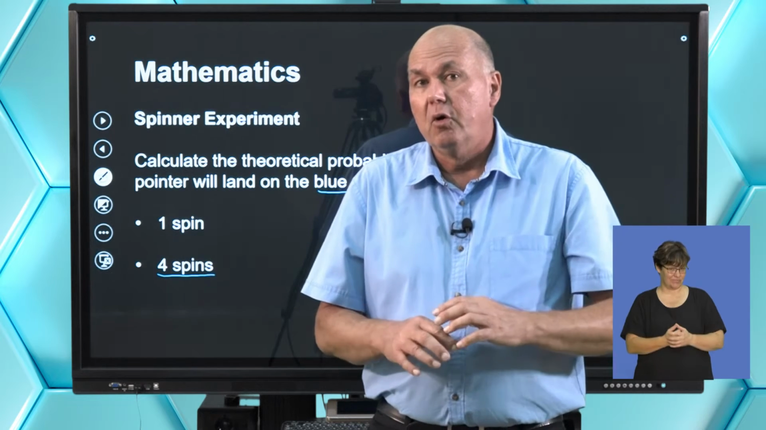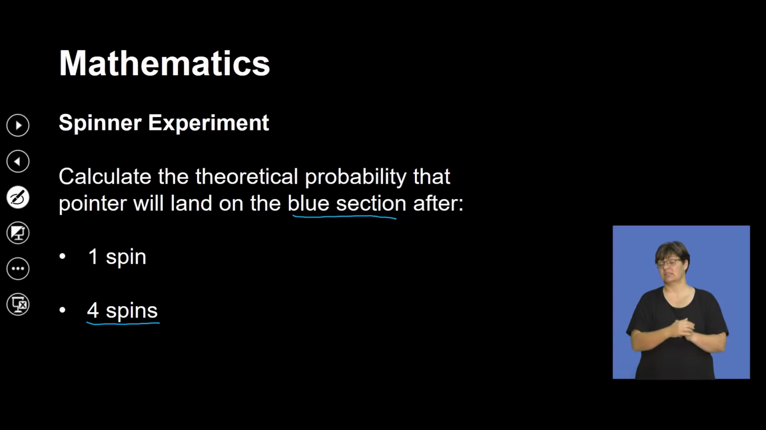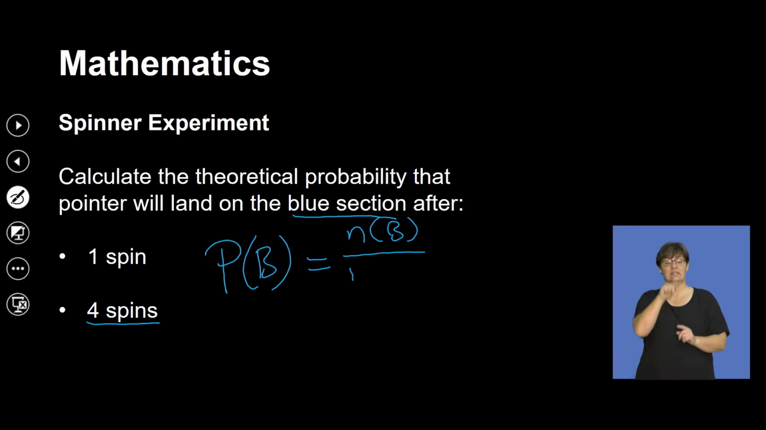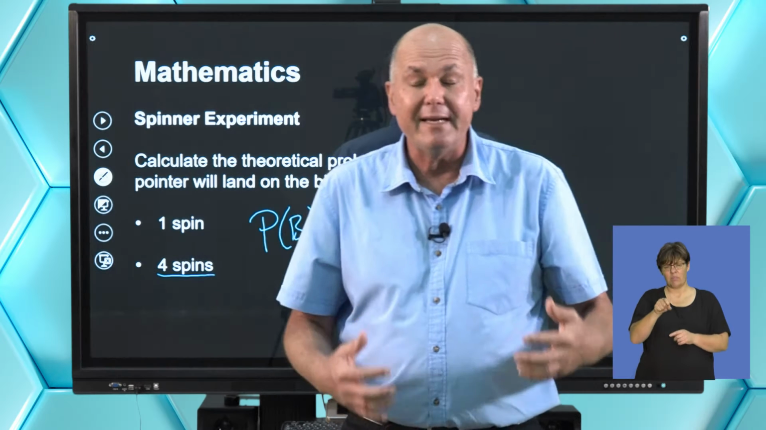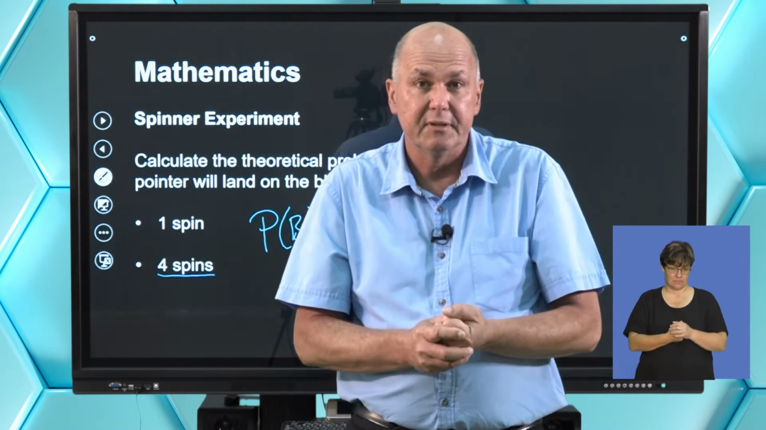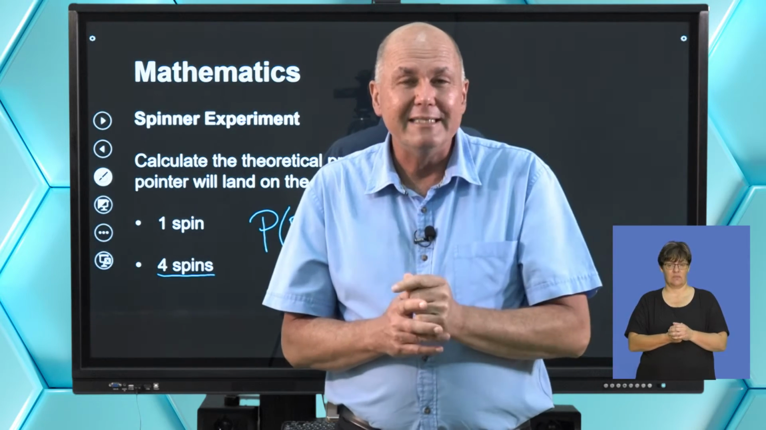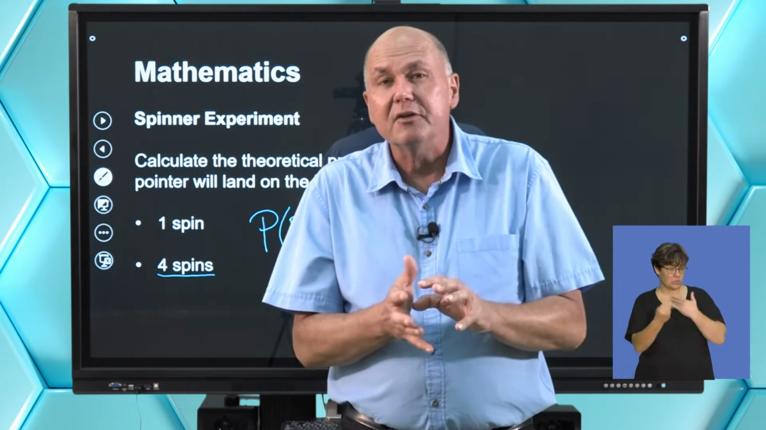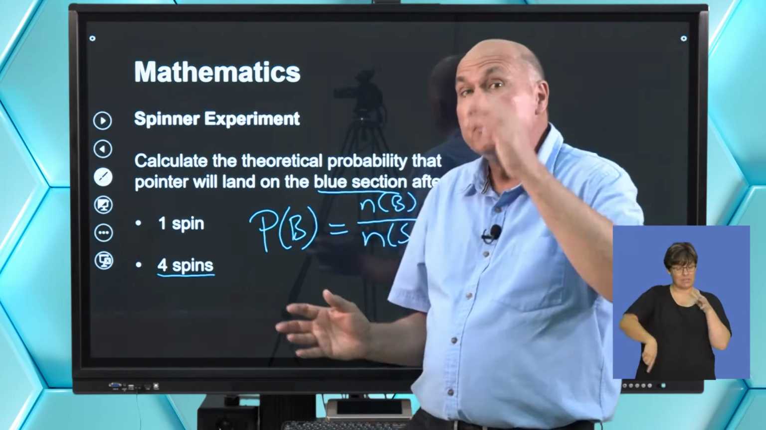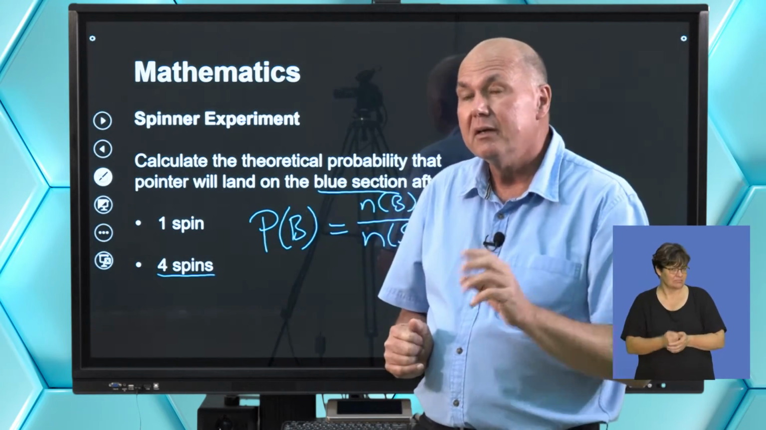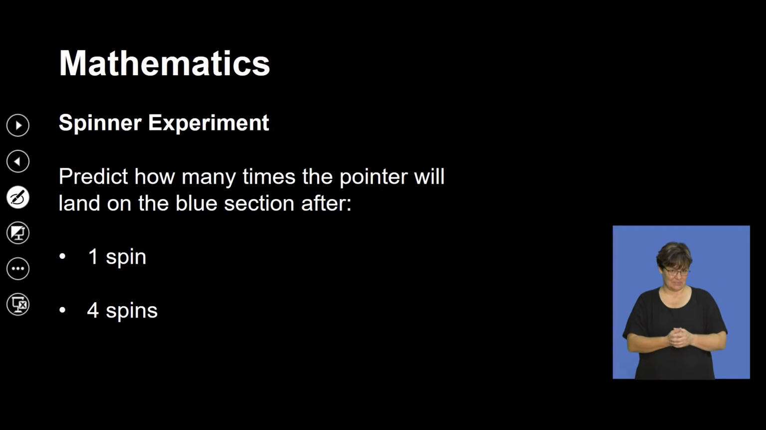Well, think about it. Remember what our definition for probability was. The probability of a particular outcome, in this case the blue segment that we wanted to land on, is the number of times it lands on the blue divided by the total number in the sample. Remember, the sample space is the total number of possible outcomes. I hope you've got an idea. For 1 spin, how many outcomes could there be? For 4 spins, how many outcomes do you think there could be? Think about it and see if you can calculate the probability.